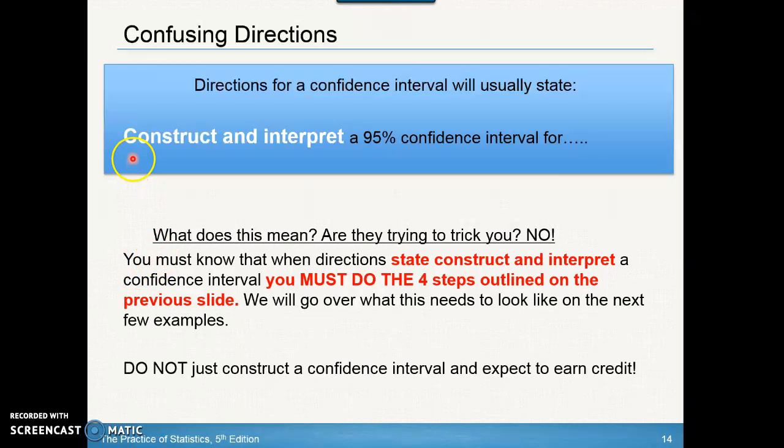You must know that when it says to construct or construct and interpret a confidence interval, you have to do the state, plan, do, conclude method outlined on the previous slides. Don't just construct a confidence interval, throw your work down, and expect to earn credit. Make sure that you state what the assumptions are, state the name of the test, show your conditions, simple random sample, approximately normal, and independence, show the numbers plugged into the confidence interval, and then interpret the confidence interval in context.